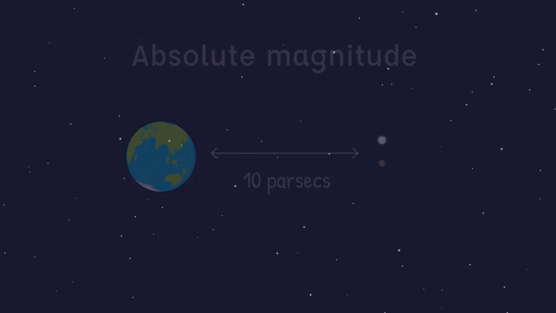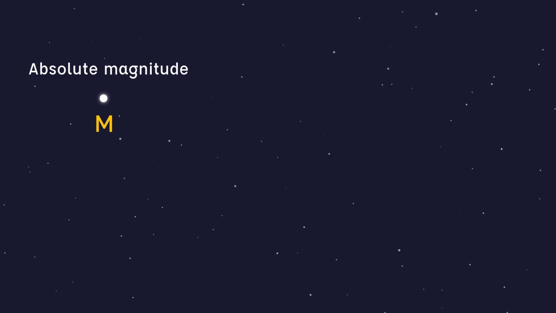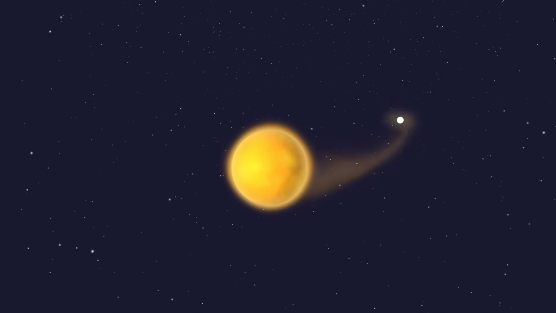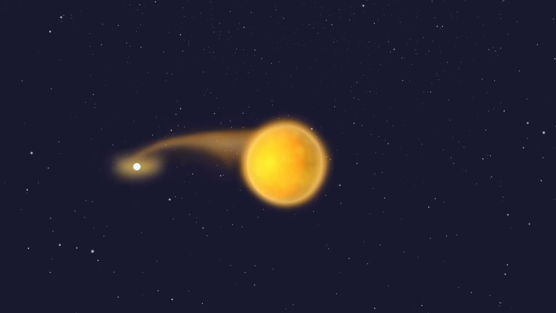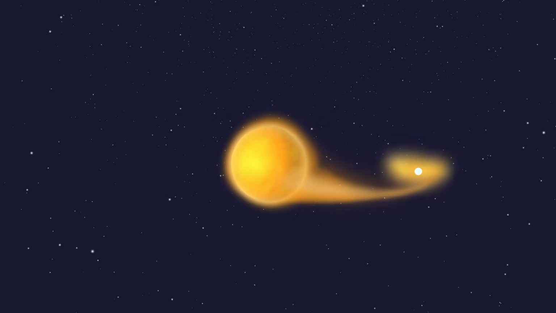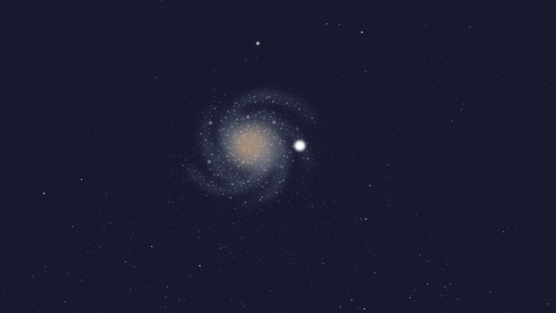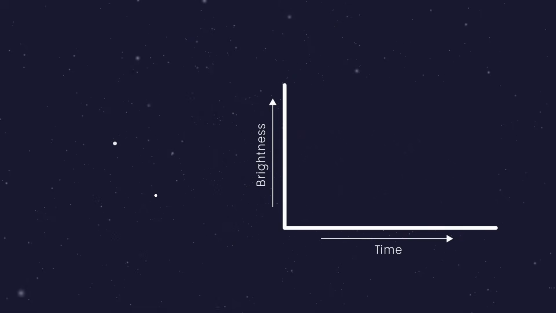So, if we know the absolute magnitude and we can measure the apparent magnitude of an object, then we can use these to work out the object's distance from us in space. Some types of astronomical objects and phenomena have a known maximum brightness or absolute magnitude. For example, when a certain type of star explodes at the end of its life, called a Type 1a supernova, the maximum brightness of the explosion is fixed.